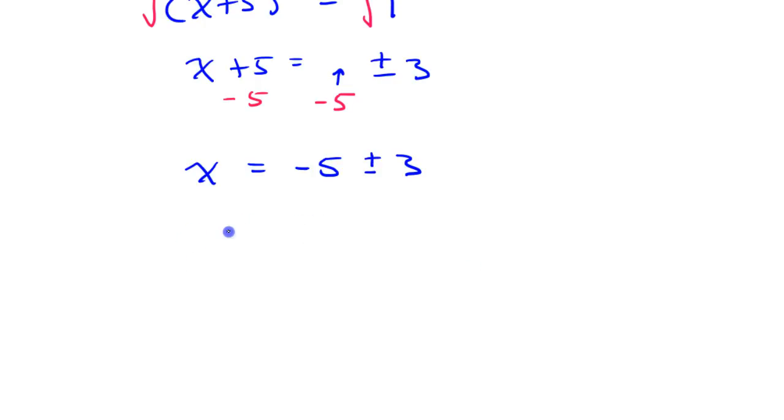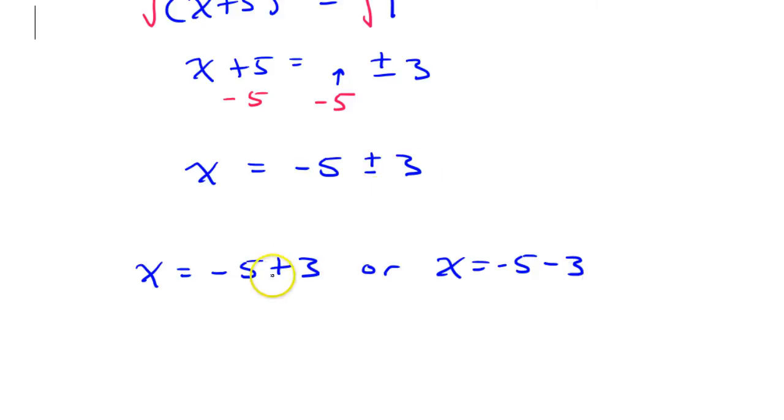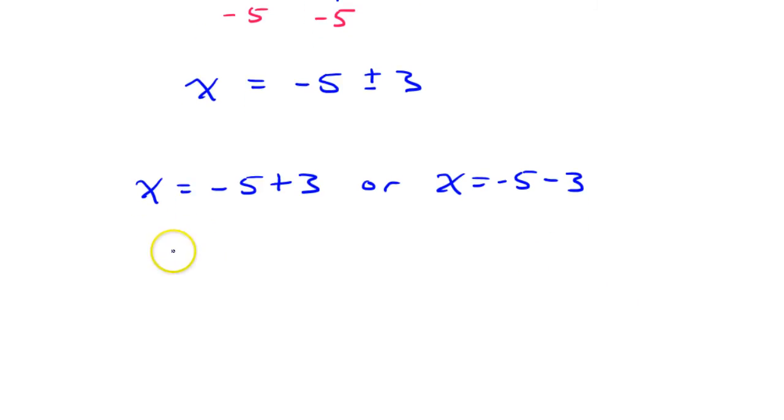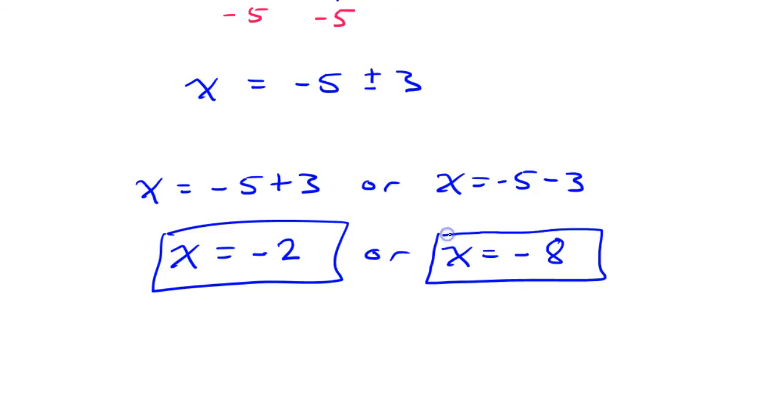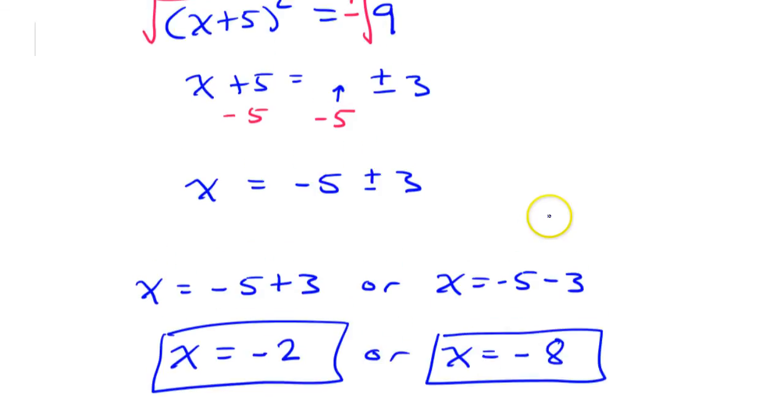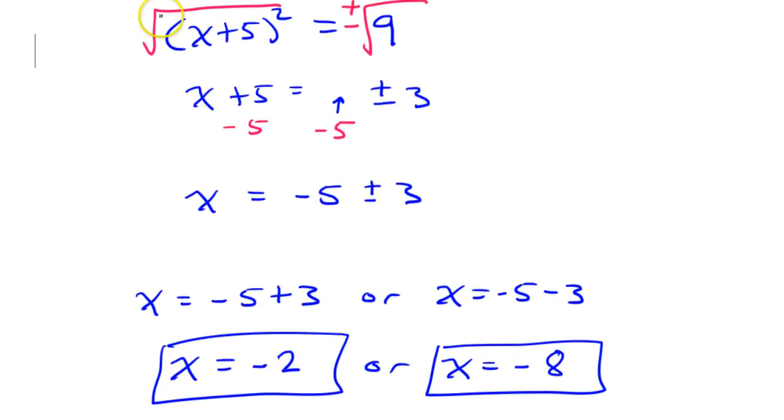This means two things. It means negative 5 plus 3 or negative 5 minus 3. That's the plus or minus 3. So now I will get my two different answers. Negative 5 plus 3 is going to be negative 2. Negative 5 minus 3 is negative 8. Notice it's not just positive, negative, the same number. So that is how you solve by using square roots.